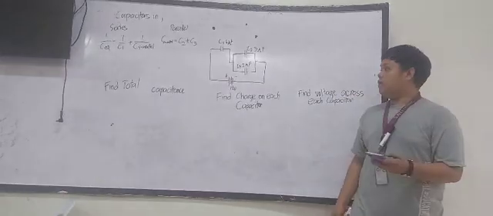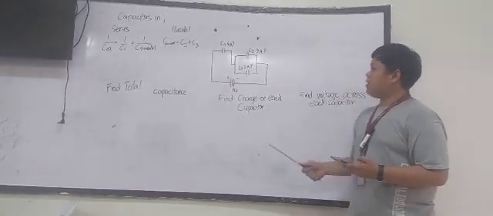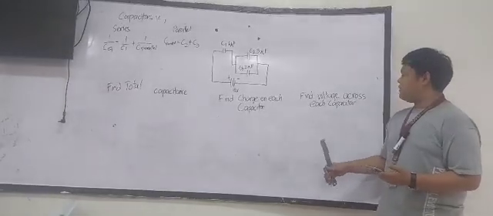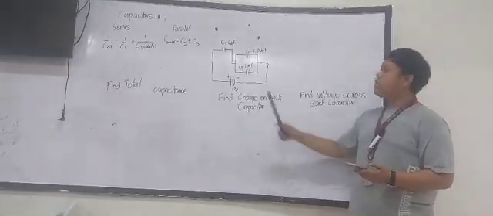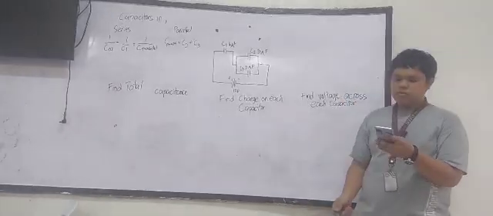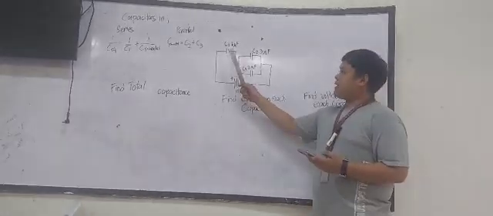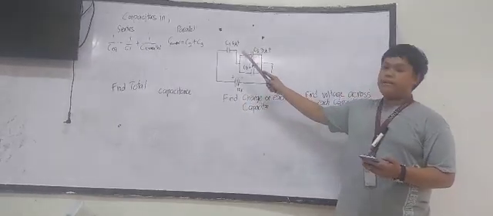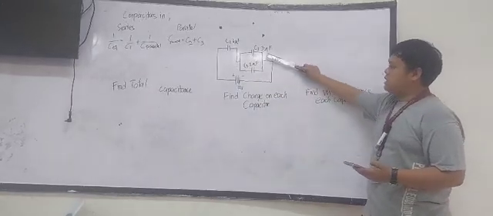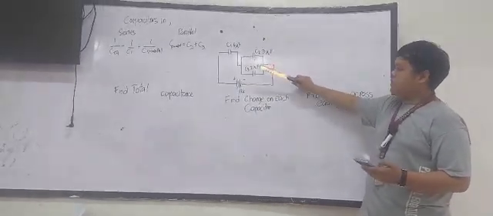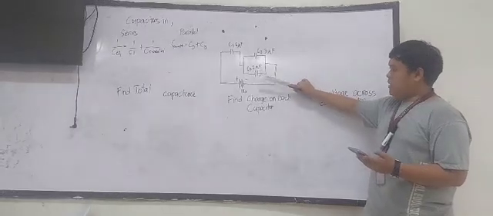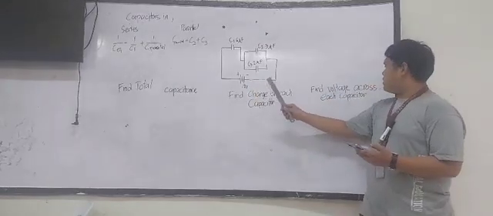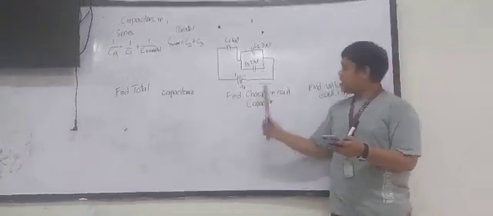Today we're going to tackle how to find the total capacitance, the charge on each capacitor, and the voltage across each capacitor in this circuit. Here we have capacitor 1, which is 6 microfarads, capacitor 2 is 3 microfarads, and capacitor 3 is 2 microfarads, with a 12 volt source in the circuit.